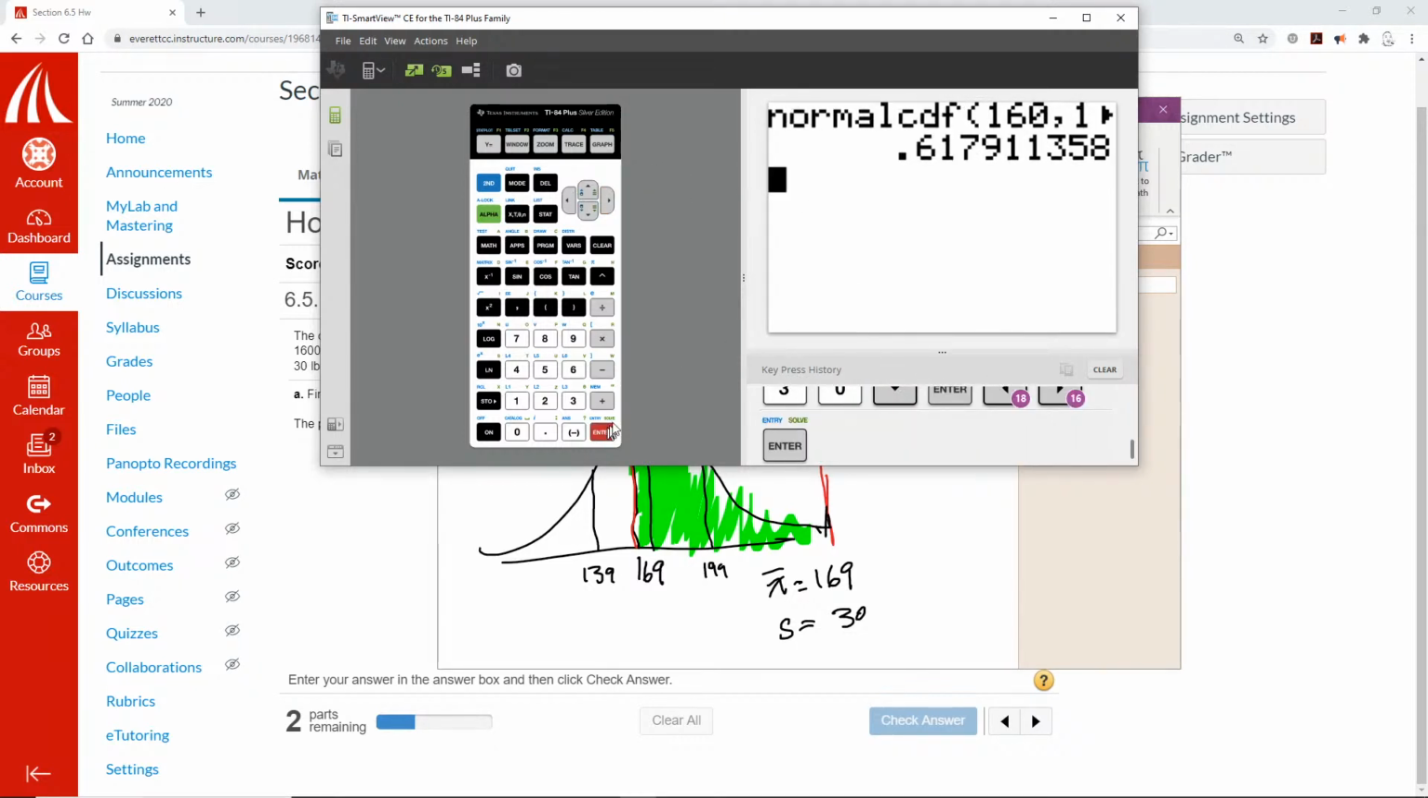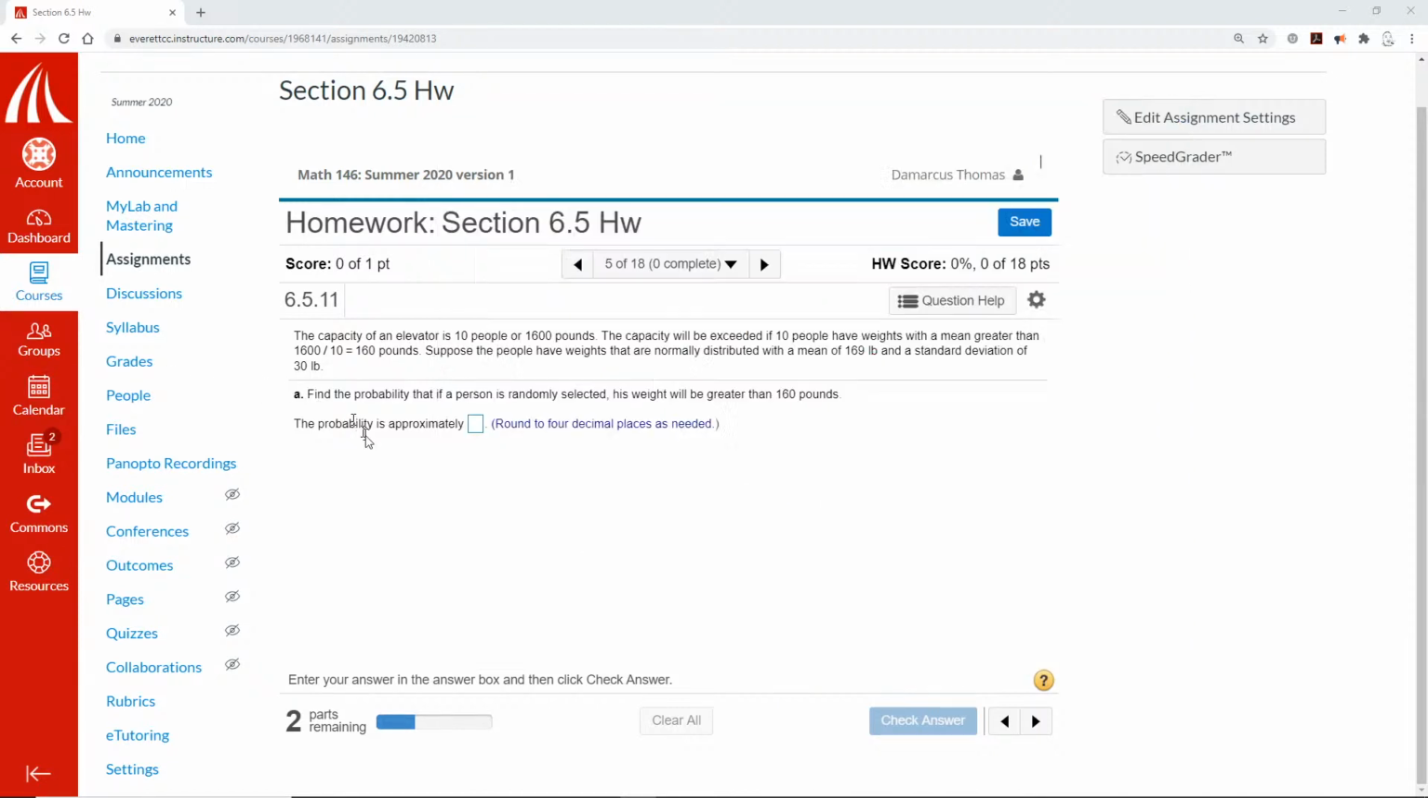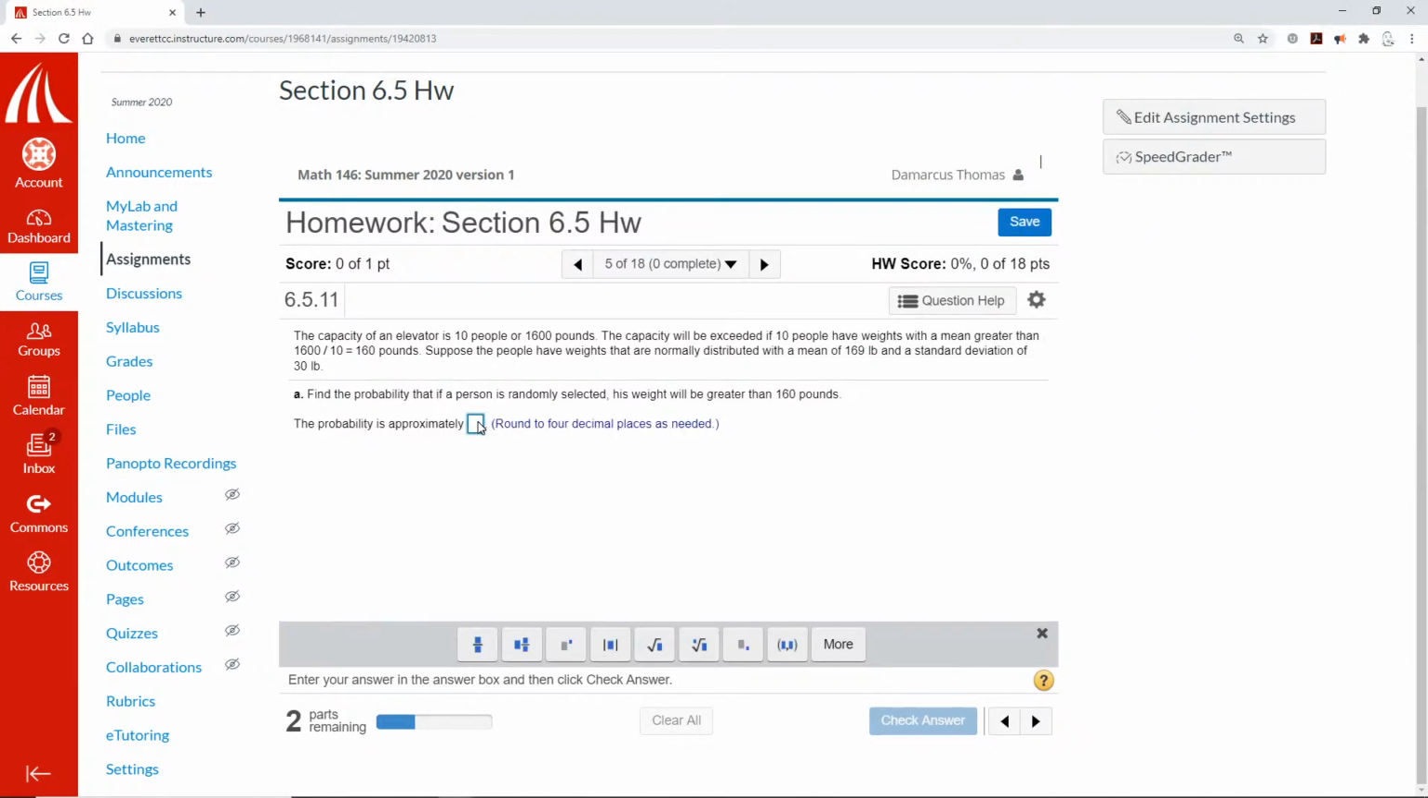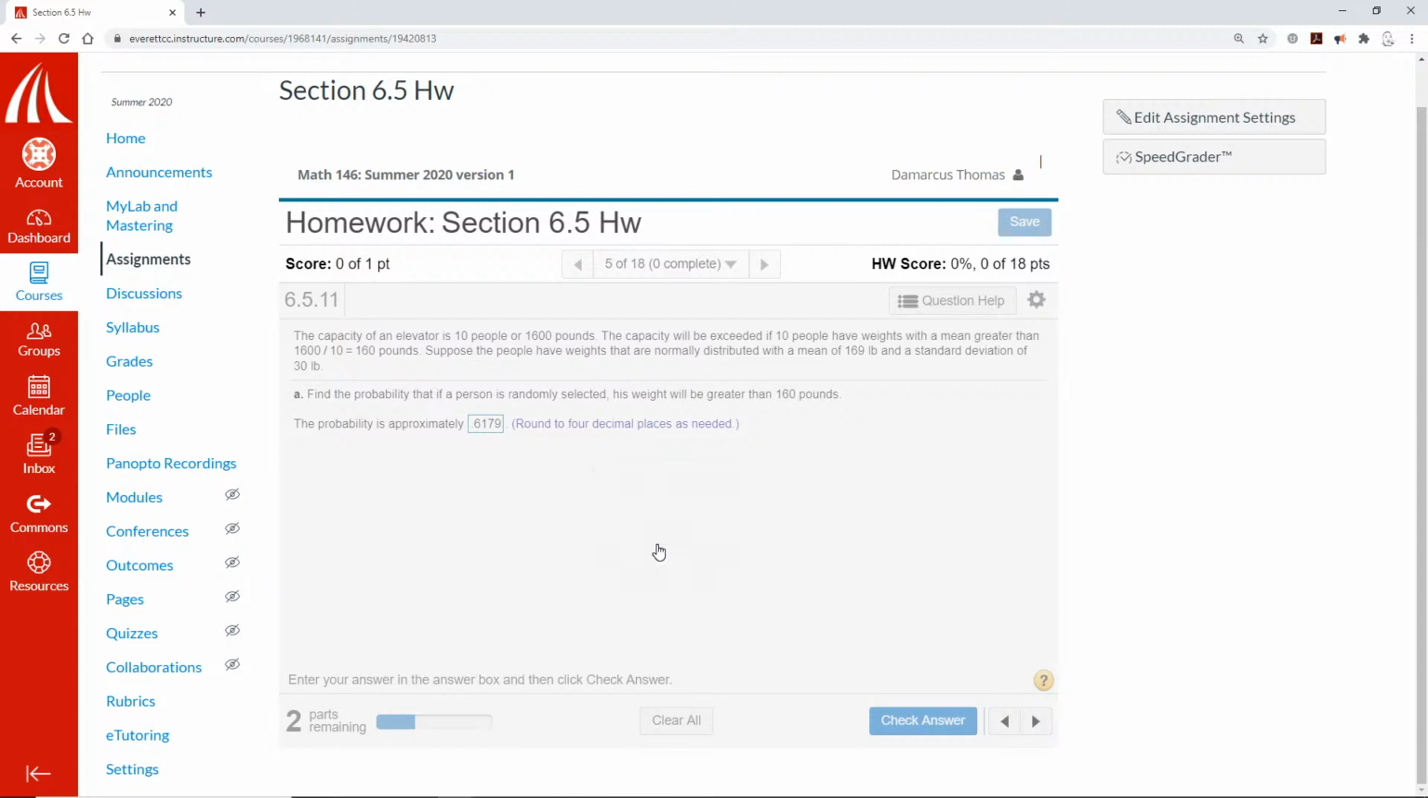Now hit enter, and it says 0.6179. So the probability is therefore 0.6179. That's 4 places. We got it.